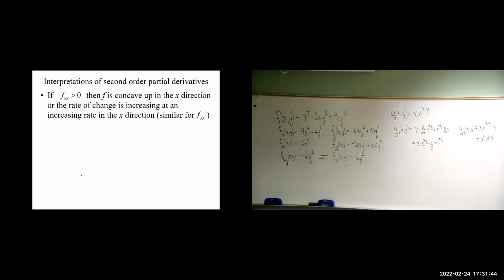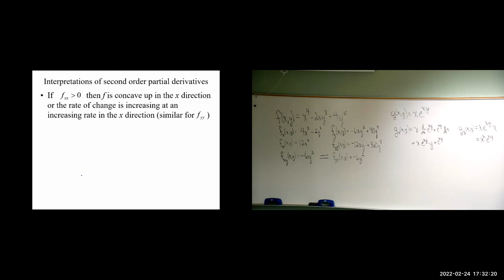So the second order partials talk about how the rate of change is changing, just like the second derivative does for the first derivative. So f sub xx, if it's positive, we have concave up in the x direction. If it's negative, we would have concave down. Same thing goes for f sub yy. That'll be really useful next week when we start looking at the second derivative test for determining what type of critical points we have. Maxes and mins, right?